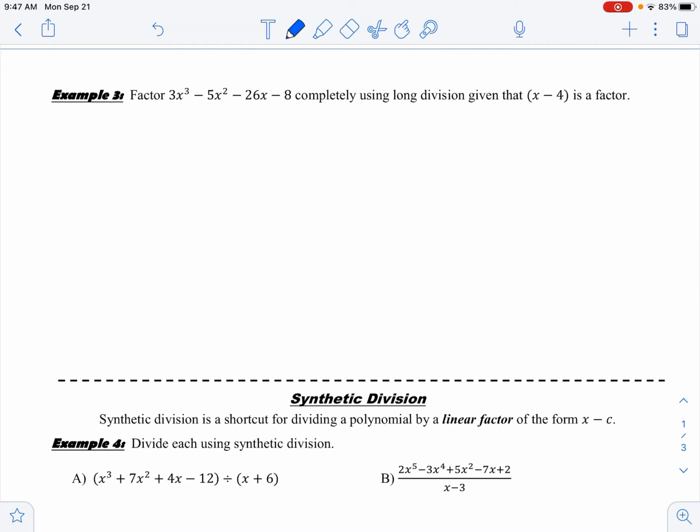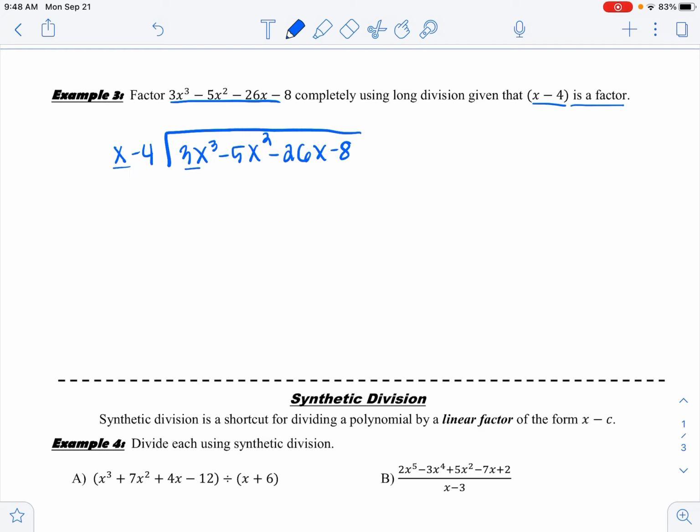Okay, so keeping that in mind, it says factor this function completely using long division given that x minus 4 is a factor. So you can go ahead and pause the video and use long division. Divide this by this. You can fast forward through mine if you have already finished yours and you just want to check to see what the answer is. If you're not getting that the remainder is 0, that means you did it wrong. I'm already telling you that it is a factor, meaning there will be no remainder.